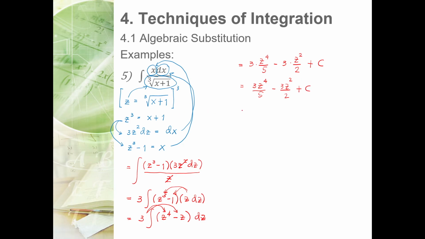So again, don't forget to write back the value of z. I like writing it in exponential form because we have a binomial. There are other cases where it's okay for you to write it in radical expression. For example, x variable lang siya, so that's okay. So 3 times x plus 1 to the 4 thirds all over 5 minus 3 times x plus 1 to the 2 thirds all over 2 plus c. So this is the final answer.